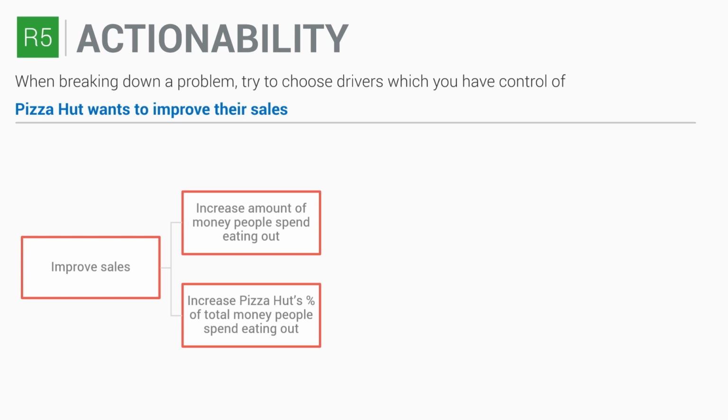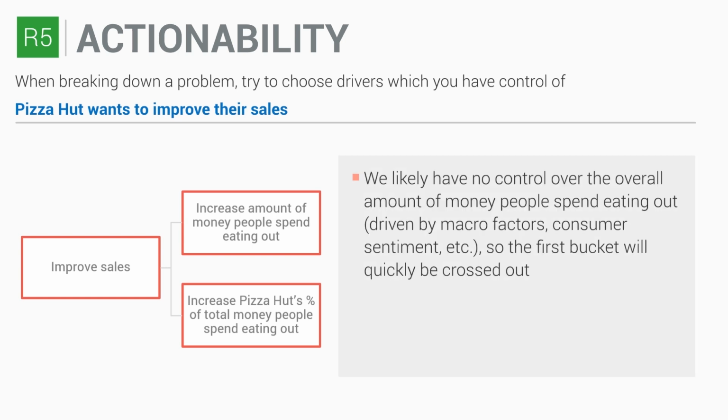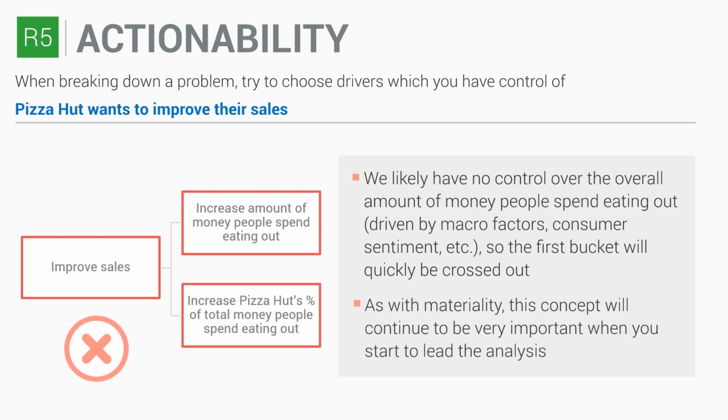This would be misleading and would throw the case off. We likely have no control over the overall amount of money people spend eating out. That is driven by macro factors, consumer sentiment, etc., so the first bucket will quickly be crossed out. As with materiality, the actionability concept will continue to be very important when you start to lead the analysis.